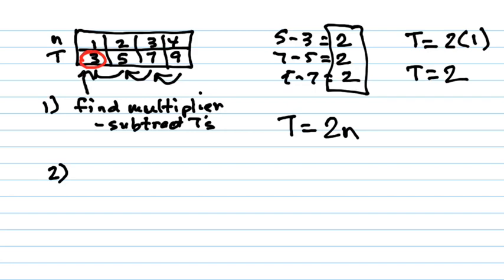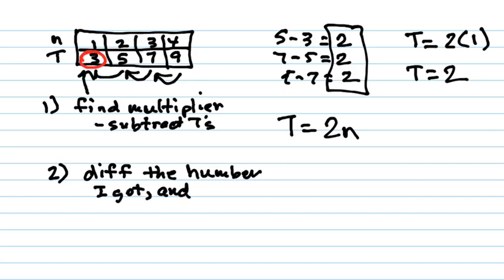Is 2 the number that I got for my first value? No, it's not, is it? What should I have gotten? A 3, which tells me that the number that I got is not enough, right? But I can use the difference again to find out what I need to put on there. The difference between the number I got and the real t from the chart.